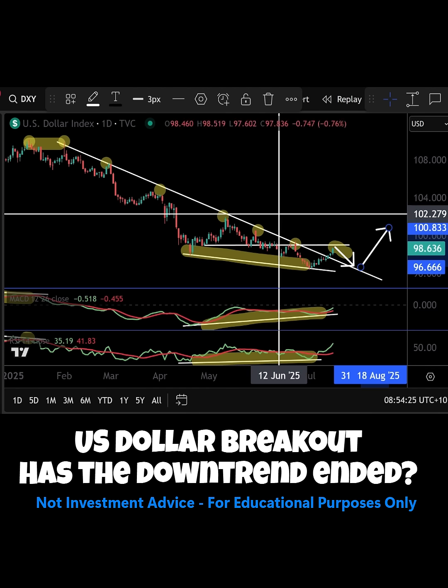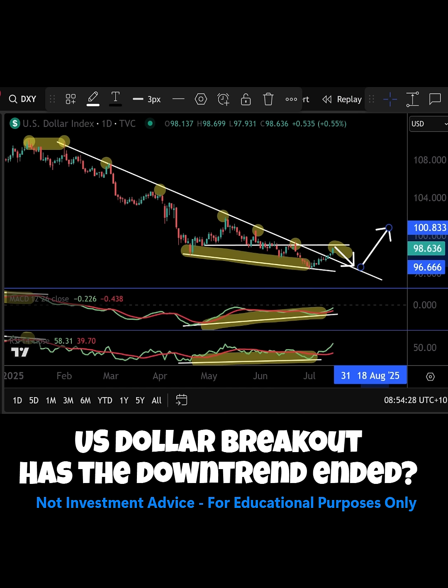Charts looking pretty obvious, pretty much straight out of the textbook. And keep this in mind with the rest of your portfolios. US dollar strength can put a lot of pressure on other asset classes.